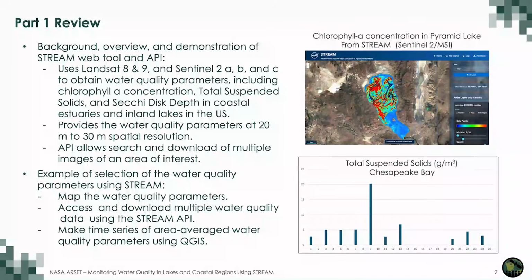We saw example of selection of water quality parameters using Stream, map, and make time series of water quality parameters using QGIS. Example shown here, we saw Pyramid Lake, and this map shows chlorophyll A concentration, high resolution data that shows pattern and how chlorophyll A is distributed within the lake in different parts that can be seen here. We downloaded multiple images of chlorophyll A concentration as well as TSS in Chesapeake Bay and made time series using QGIS.